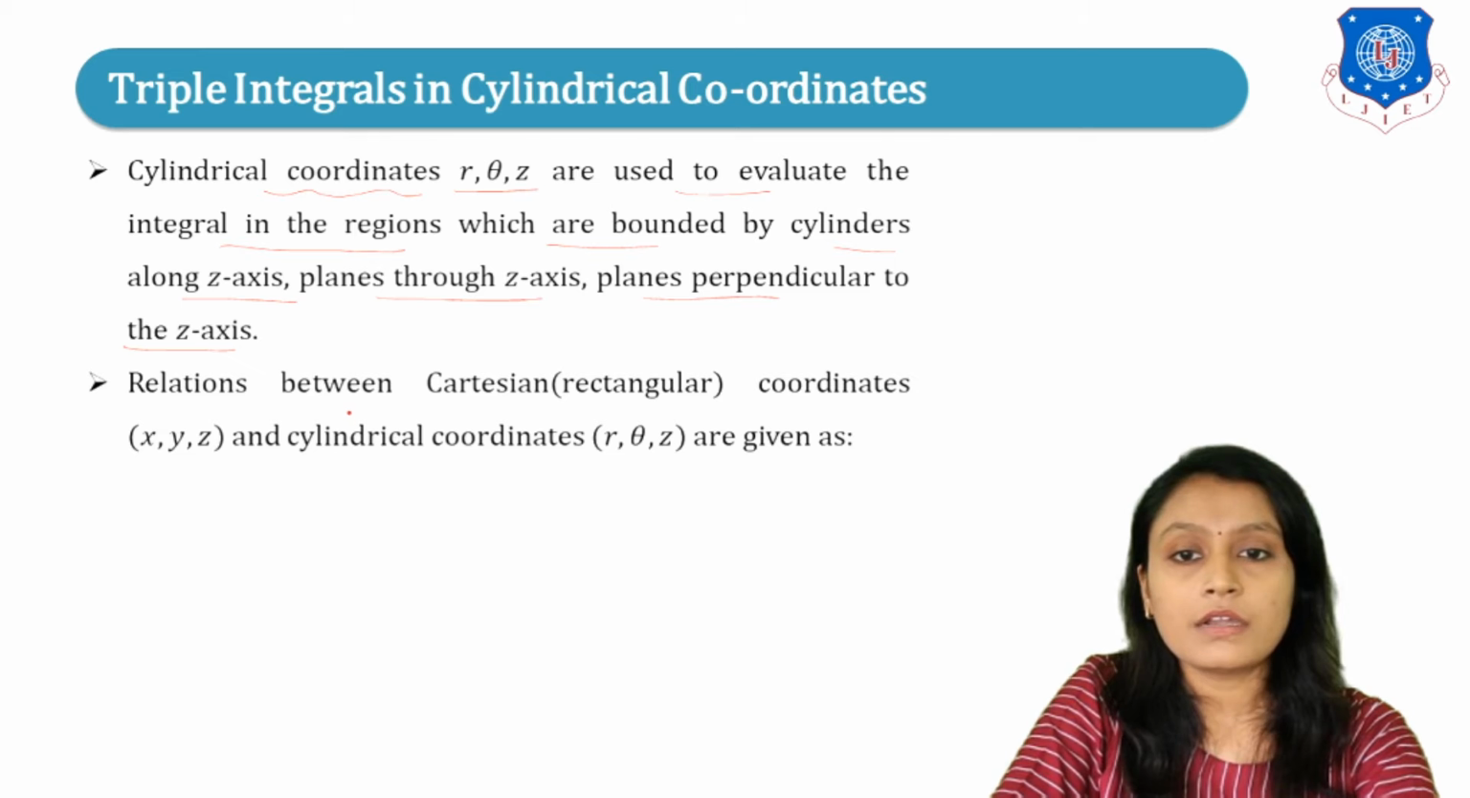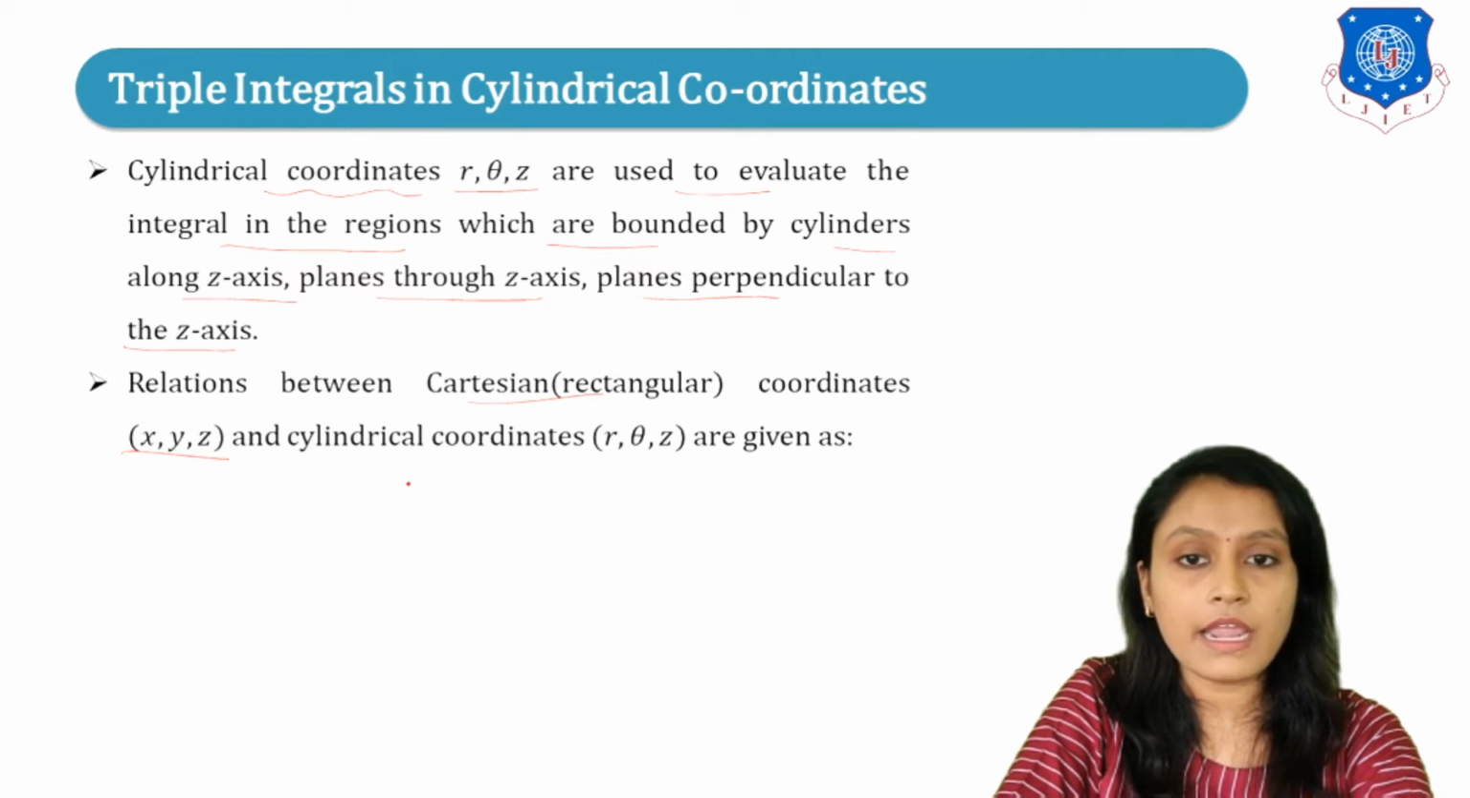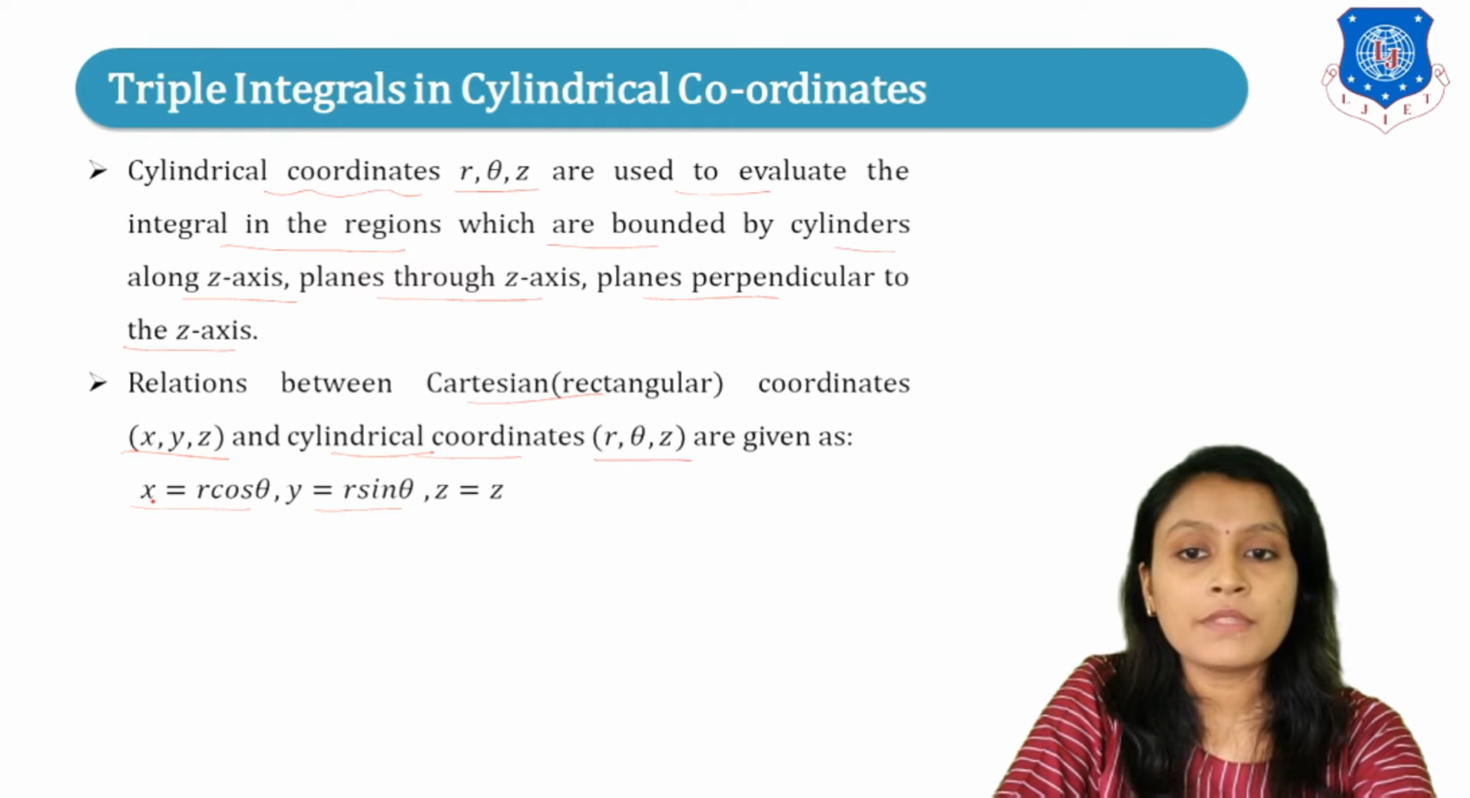Okay, next the relation between the Cartesian coordinates x, y, z and the cylindrical coordinates r, theta, z are given as x is equal to r cos theta, y is equal to r sin theta and z is equal to z. So whenever we are converting Cartesian coordinates to cylindrical coordinates, in place of x we will write r cos theta, in place of y r sin theta and z is equal to z.